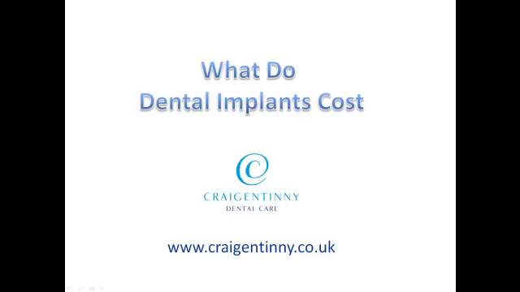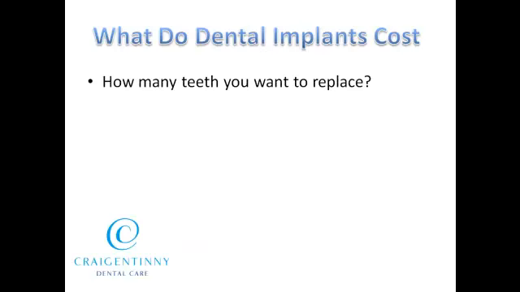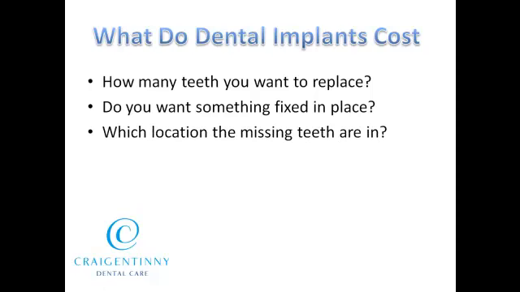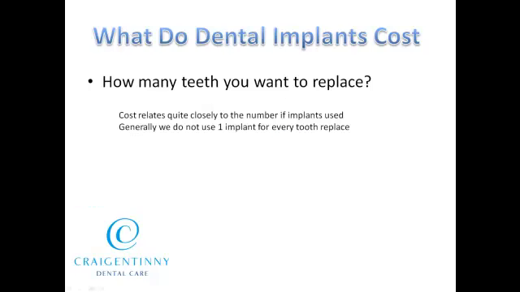In this short video, I'm going to talk about the overall costs of dental implants and some of the factors that may affect those costs. So there are four main things that really impact on the overall cost of your treatment. One is how many teeth you want to replace. The other is whether you want something fixed in place or something removable. The third is which location the missing teeth are in. And finally, there's the availability of bone to place the implants into. And we're going to chat about each of those in turn.